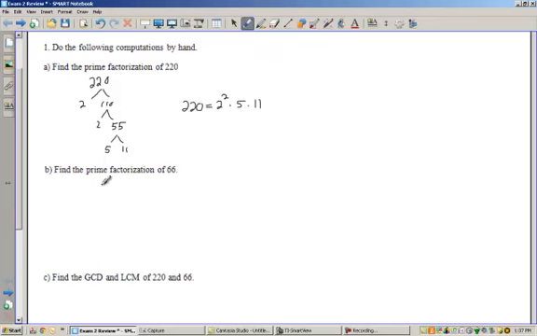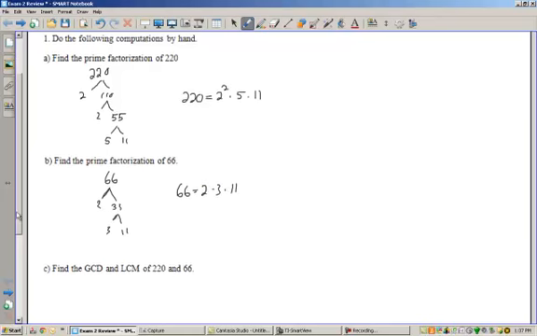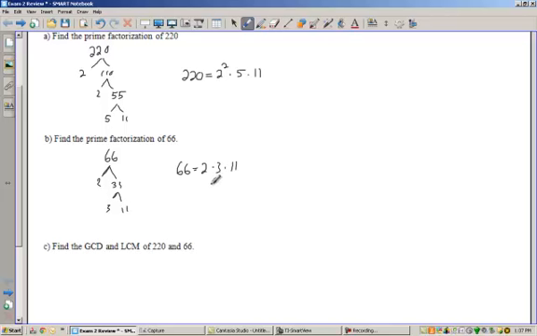And then for 66, 66 is 2 times 33, and 33 is 3 times 11, so 66 is equal to 2 times 3 times 11. And then to find the GCD, the greatest common divisor. So this is the largest number that divides both of these, and it's relatively simple to find.